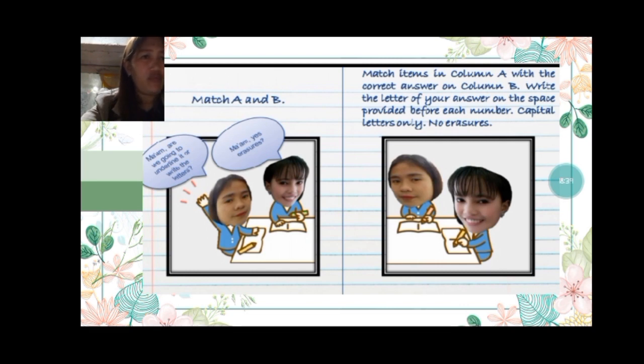So what would be the result? Of course, the pupils keep asking again and again. Match A and B, ma'am. Ma'am, are we going to underline it or write the correct answers or write the letters, ma'am? So, the pupils are asking, which means they did not understand the direction. Yes, ma'am, erasure.